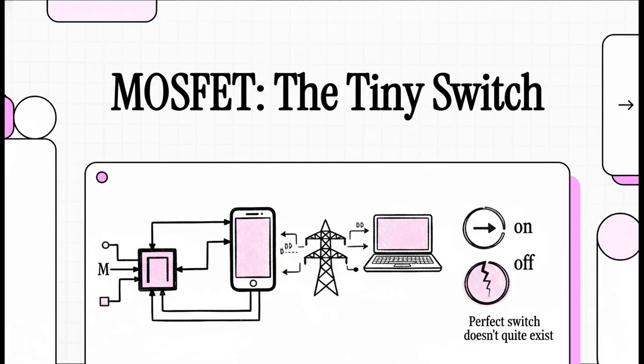You know, we're surrounded by billions, literally billions of tiny electronic switches that make our entire modern world tick. They're inside your phone, they're in your computer, they're running the power grid. They are the absolute fundamental building block of all digital electronics, and they're called MOSFETs. So today we're going to break down exactly what they are, how they really work, and why the perfect switch, well, it doesn't quite exist.